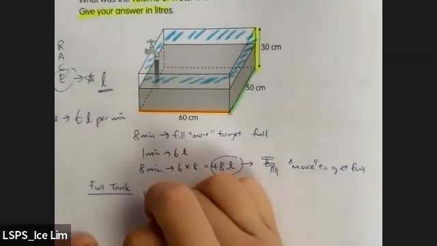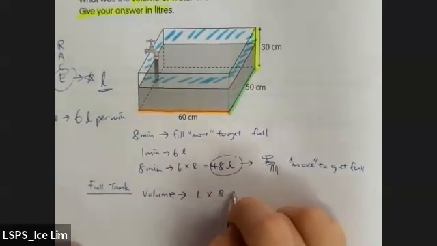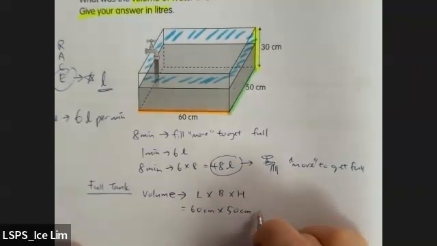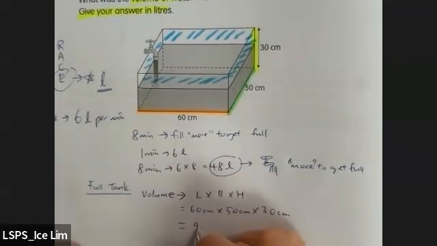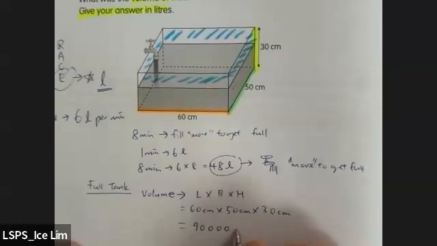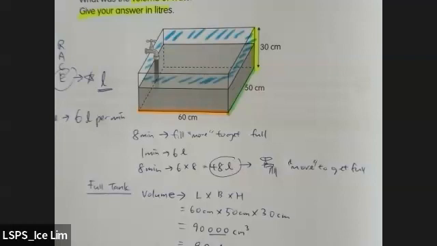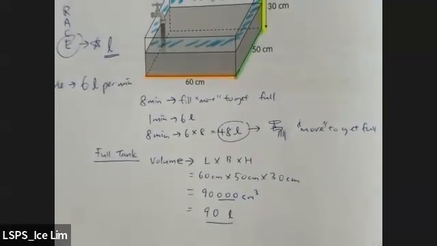Now, when the tank is full, the volume will be length times breadth times height. 60 centimeters times 50 centimeters times 30 centimeters. Is it 90,000? 90,000 cubic centimeters. I convert to liters, which will be 90 liters. Very good. Is it easy or difficult? Moderate. I would say it's not exactly that difficult.